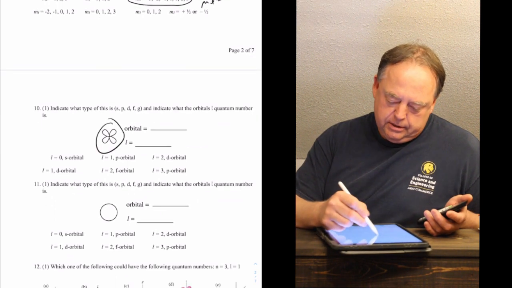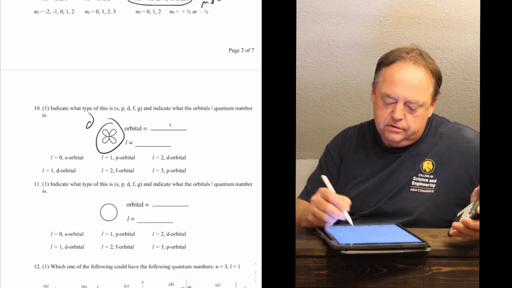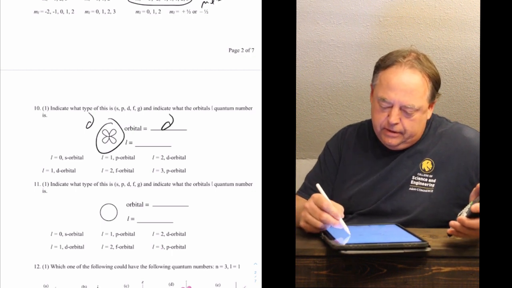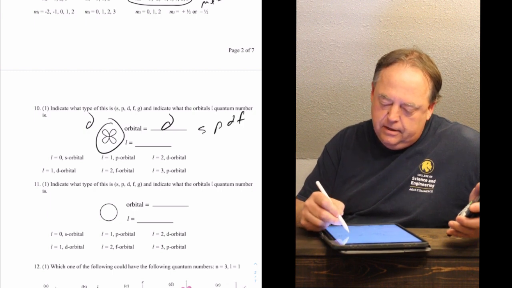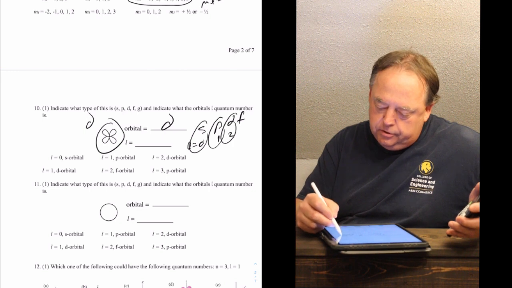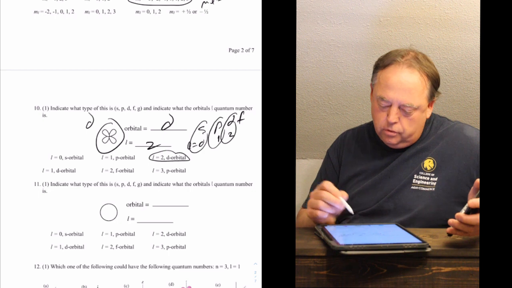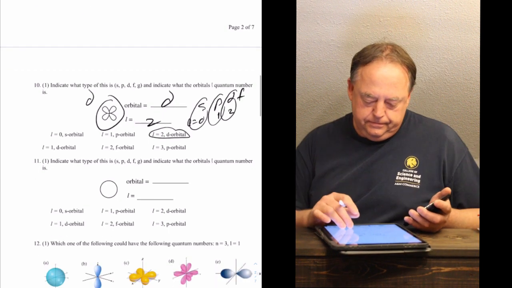Okay, so you have to recognize that is a d orbital, right? Four of the d orbitals look like clover leaves, so that's a d orbital. And then you have to know s, p, d, f. If L is 0, that's an s orbital, 1 is p, 2 is d, so L is 2. So L is 2 and d orbital, so that's the right answer.